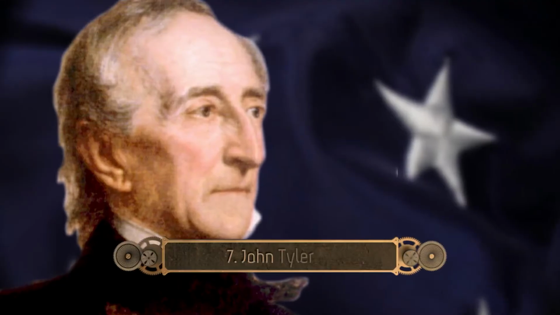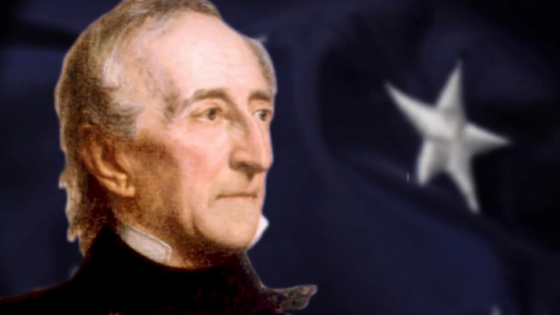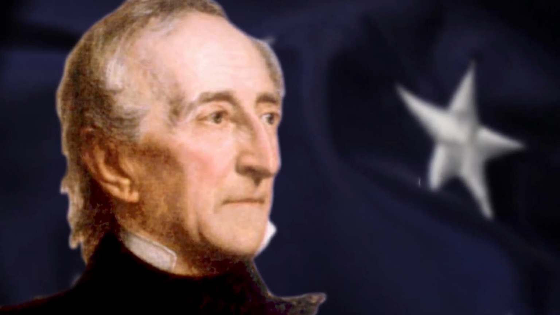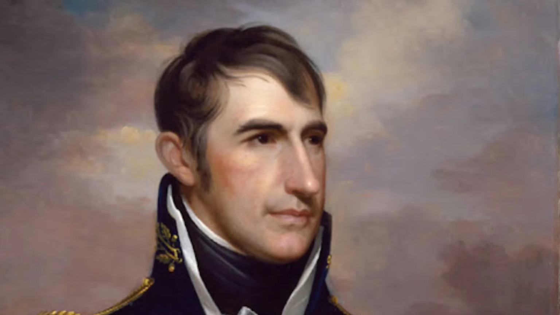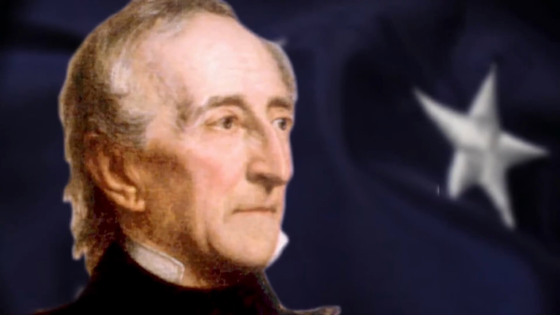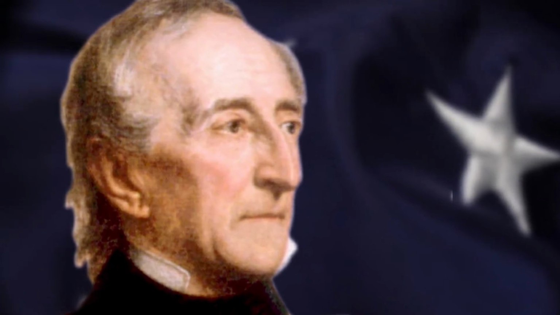7. John Tyler. In 1841, John Tyler was the nation's 10th vice president before being sworn in as president following the untimely death of William Henry Harrison. Although he was elected as a member of the Whig Party, Tyler began his political career as a Democrat.